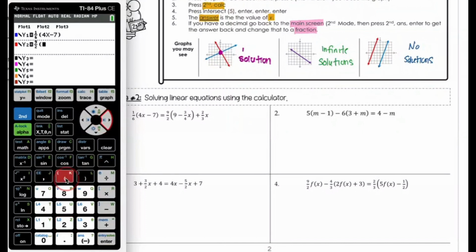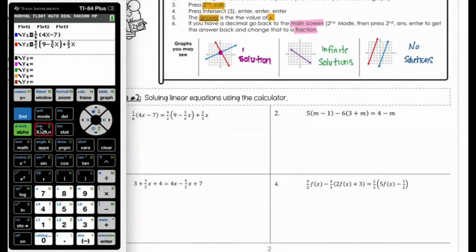We have a parenthesis, 9 minus another fraction, alpha y equals, 3/4x. Close up your parenthesis, and then we have plus another fraction, alpha y equals, enter, 2/3x.